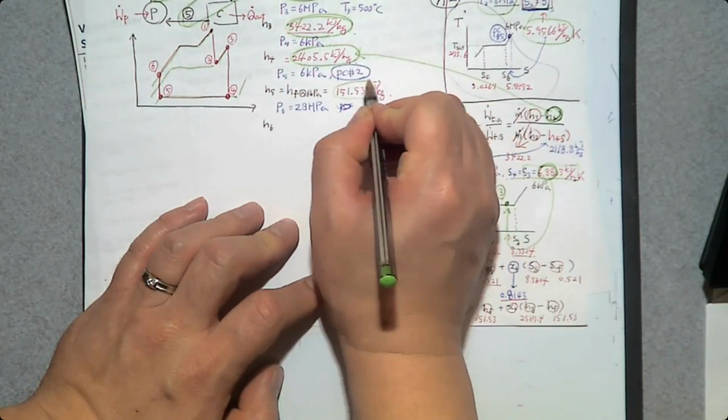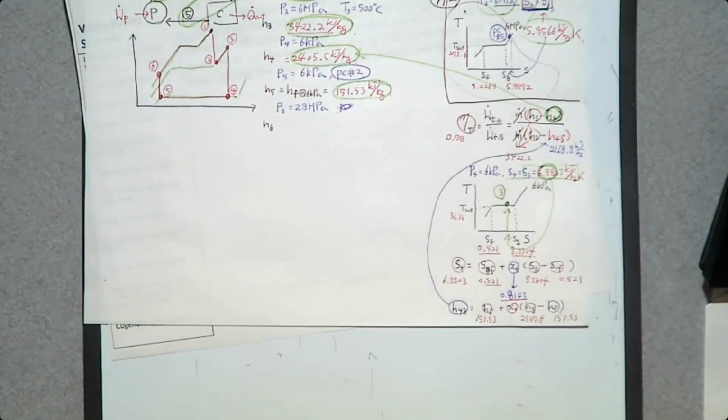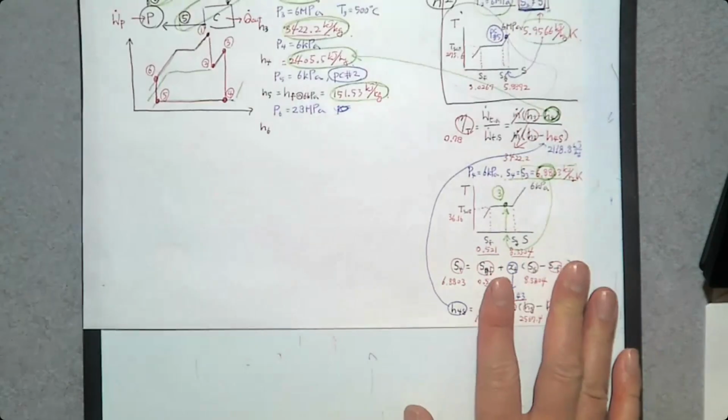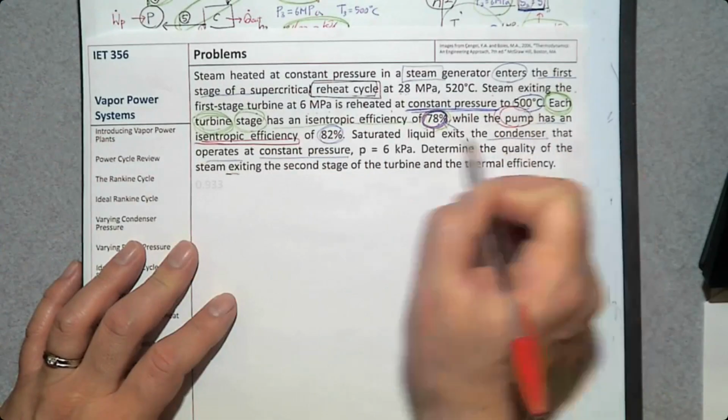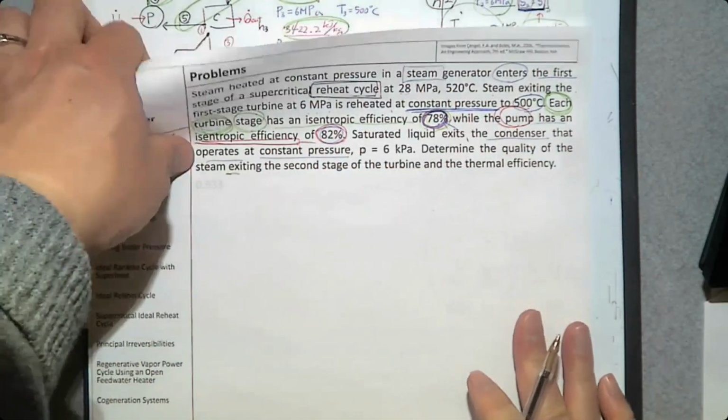And we have H5. So one more to go. We just need to find H6, and that's it. How can we find H6? What do we know? We know pressure, P6. But that's it. We need another property. What is it? Again, isentropic pump efficiency is 82%.